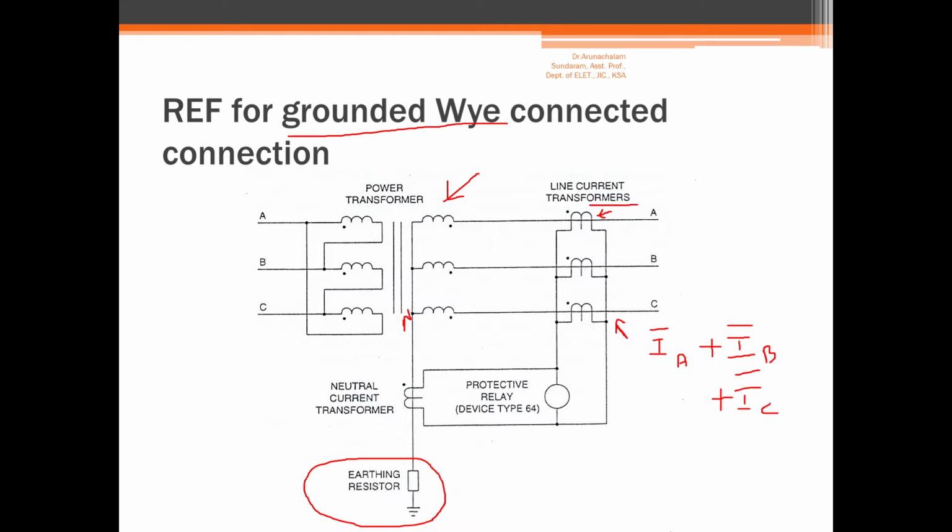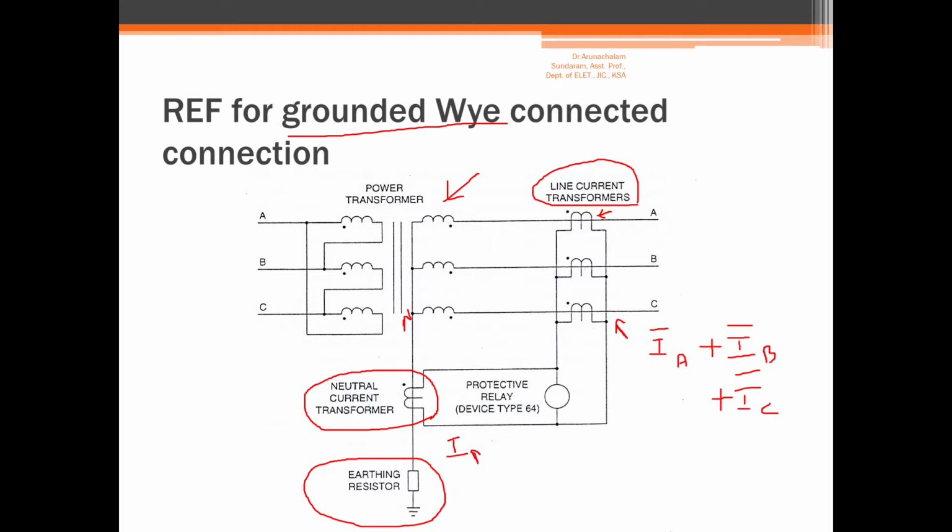So the secondaries of the line current transformers are connected in parallel, and they measure the sum of these currents IA plus IB plus IC, the phasor current. Now this is connected in parallel to a neutral current transformer. This is the current transformer which is connected to the neutral point of the Y connected winding. So this current transformer measures the neutral current.